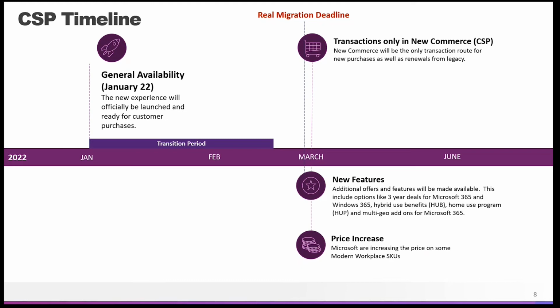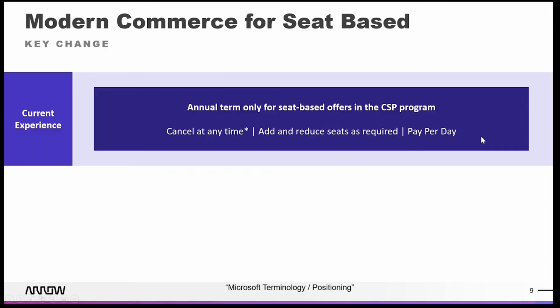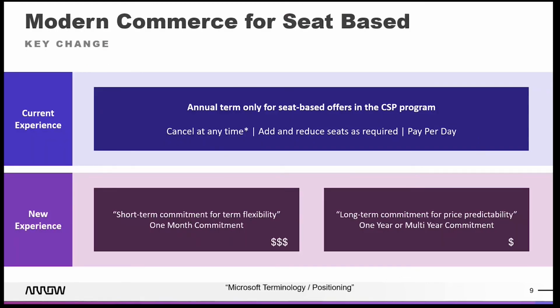And in the next couple of slides, I'll talk about the different changes that are coming under NCE compared to the legacy, as to how you traditionally bought your CSP licenses. So if I just go to the next slide. Yeah. So under the legacy experience, there were only two terms, annual and monthly on CSP. While there was a cancellation term included in the license type, it was never enforced, and therefore CSP was very flexible. So New Commerce brings with it major changes to how this will work moving forwards.